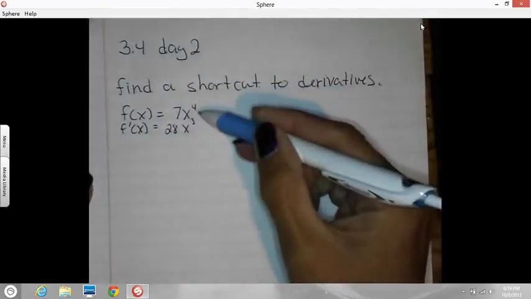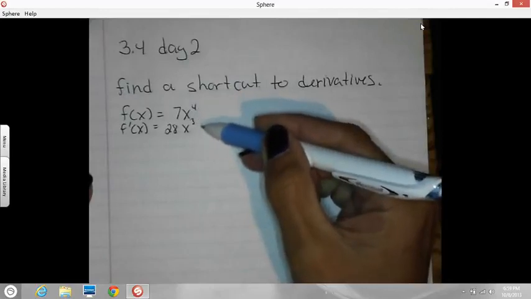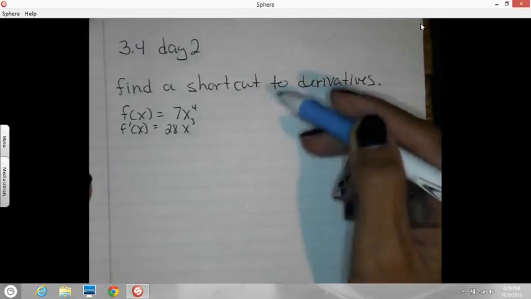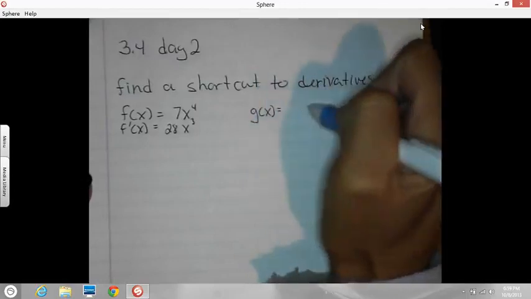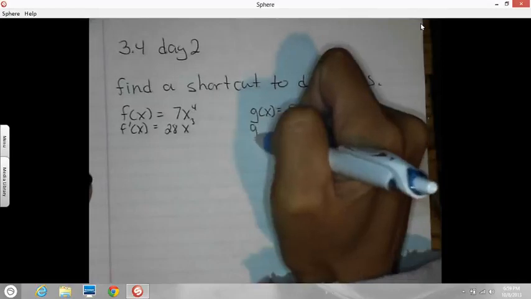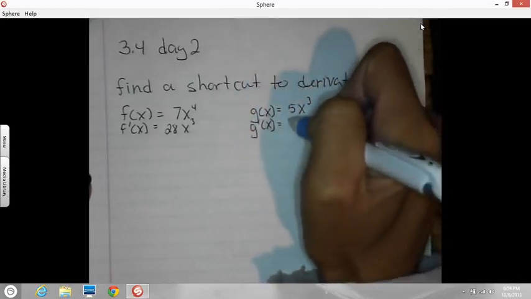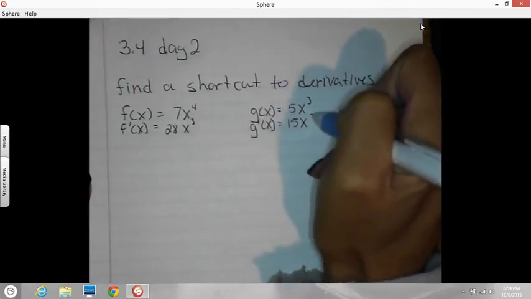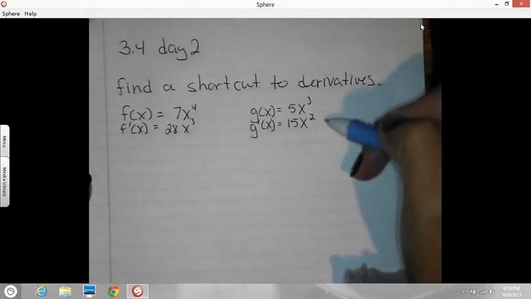Look for a connection between these two. If you don't see it yet, this was your second problem. g of x equals 5x cubed. Your derivative answer, if you did it correctly after half a page of algebra, was 15x squared. Look for a connection. About this point, there's usually half the class ready to jump out of their chair because they said, oh my God, it's that easy.